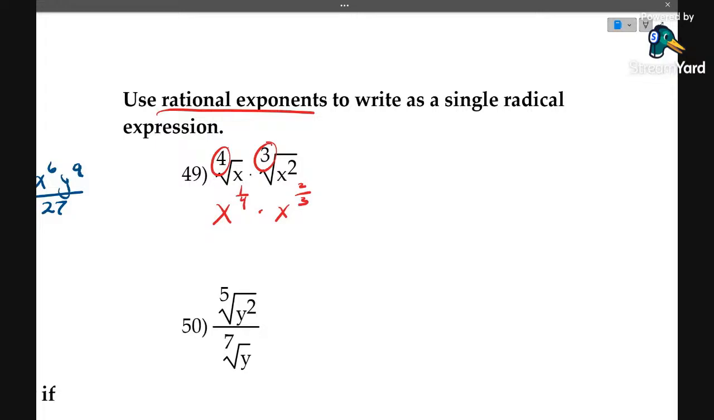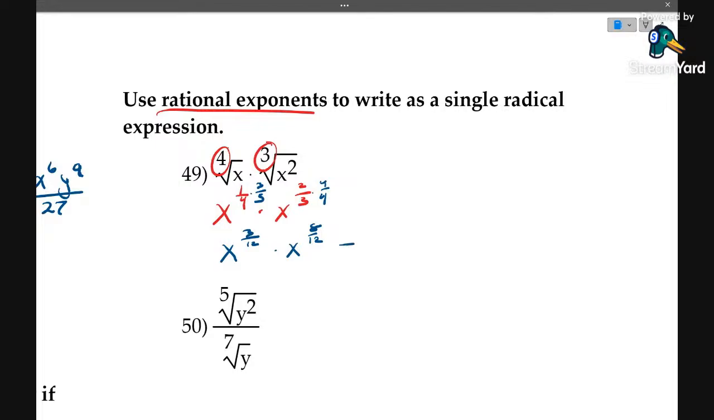The index is the denominator. Since we have two fractions, we can just get a common denominator. So the common denominator between the two is going to be 12. So if we multiply the first one by 3 and the second one by 4, that'll give us the common denominator of 12. So we have x to the 3/12, and then we have x to the 8/12. And so we've got that common denominator.